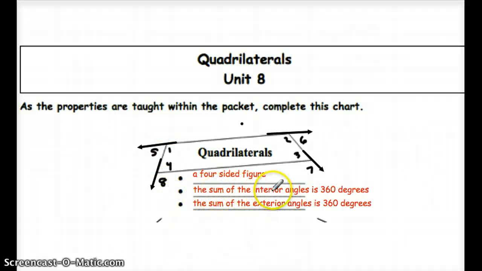So the sum of the interior angles is 360 degrees. The sum of the exterior angles is 360 degrees. Please make sure you fill that in. Hit pause if you need to. Okay, turn to page 4.